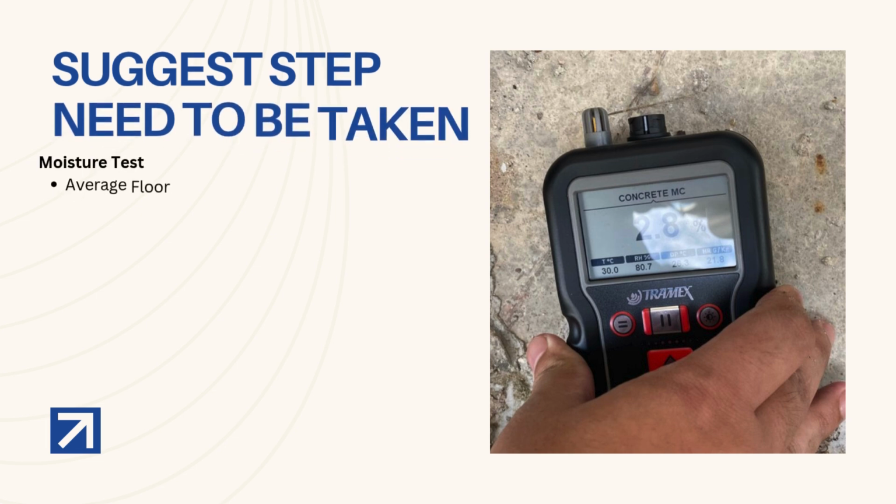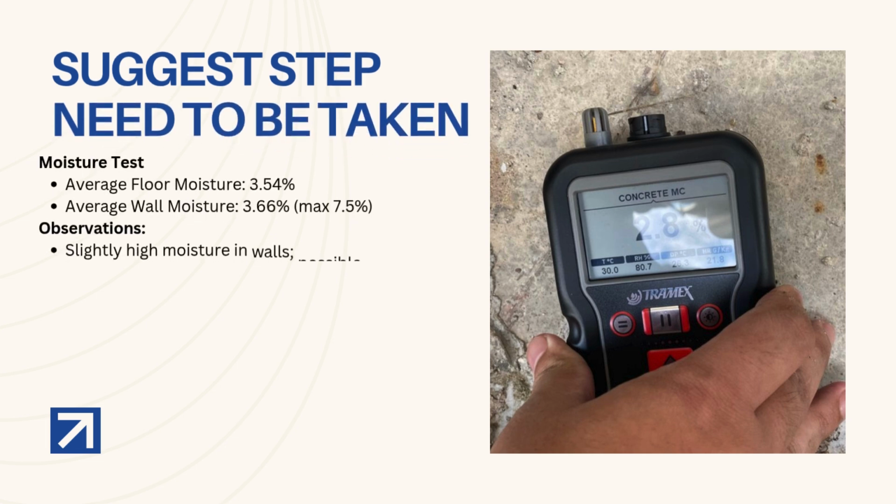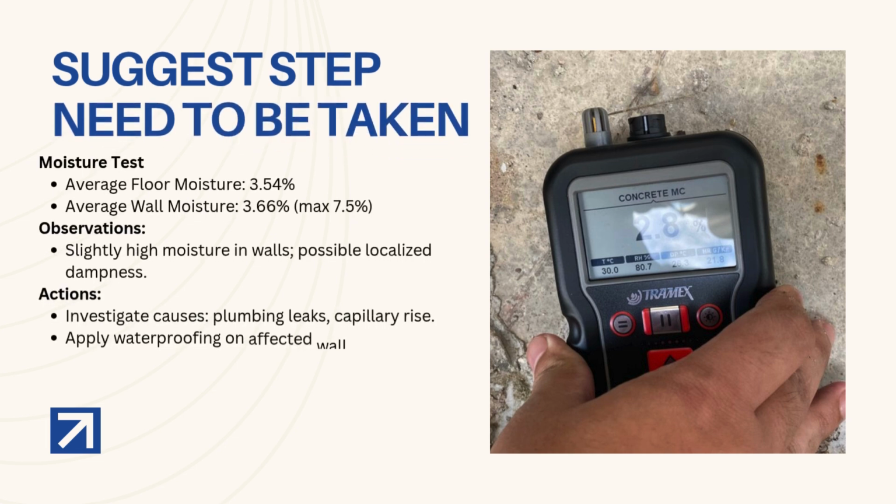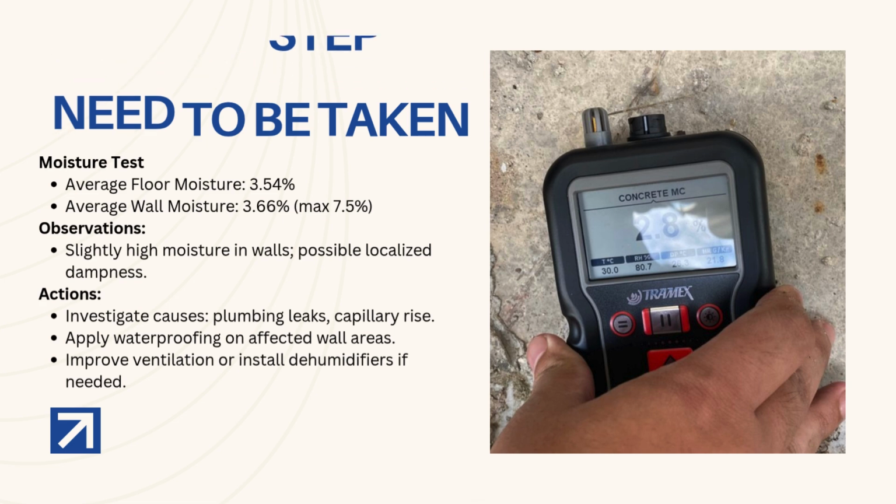For the moisture test, floor moisture averaged 3.54%, while wall moisture was slightly higher at 3.66%, peaking at 7.5%. This suggests possible damp spots. We recommend checking for leaks, applying waterproofing, and improving ventilation if needed.